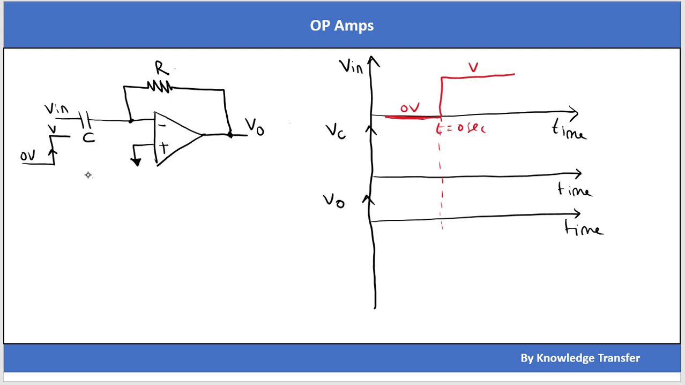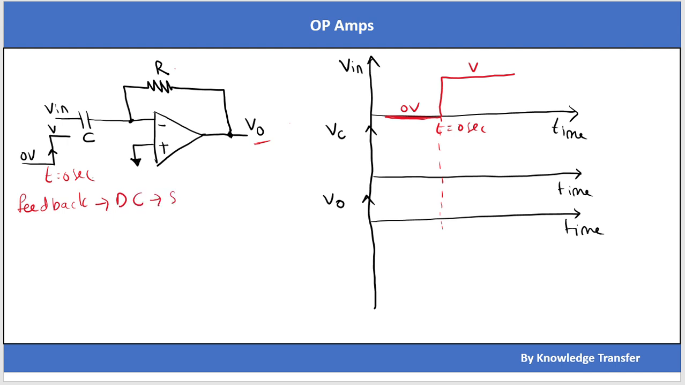Hello everyone. In this video, let's discuss the output response of this particular circuit, and I am giving a step response here which is varying from 0 volt to V volt at t equal to 0 seconds. Before analyzing this circuit, let's find what is the feedback of the circuit. To find feedback, we generally find feedback in DC conditions.